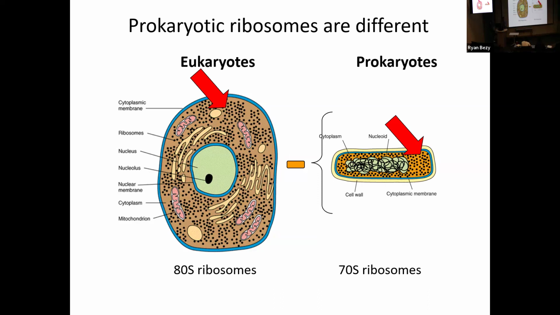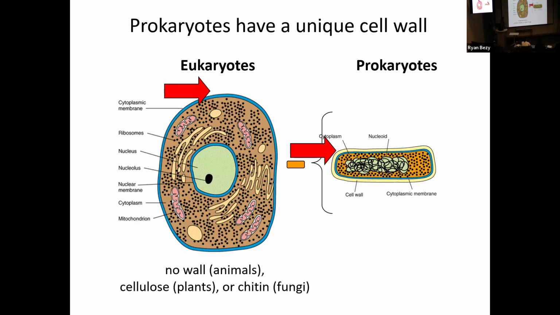Another difference between prokaryotes and eukaryotes is sometimes their cell wall composition. Now, this is a little complicated in eukaryotes. There's a bunch of different kinds of eukaryotes, and different eukaryotes have different cell walls around them, and some of them don't have cell walls around them. So for instance, animal cells, do we have a cell wall around our cells? No. Animal cells don't have a cell wall at all.